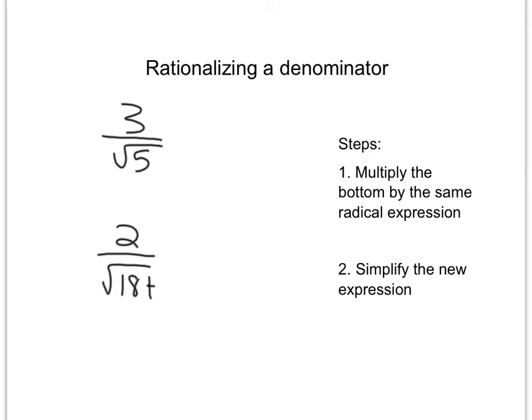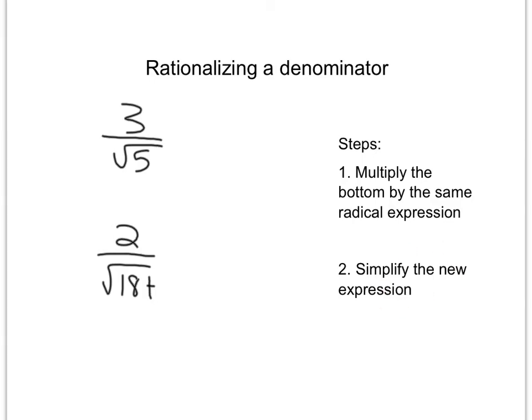Okay, rationalizing the denominator. Again, we want to do this when we've got a radical on the bottom of a fraction, in the denominator, that we cannot simplify anymore. So here are your steps to rationalize the denominator. First step is to multiply the bottom by the same radical expression, and then to simplify the new expression.